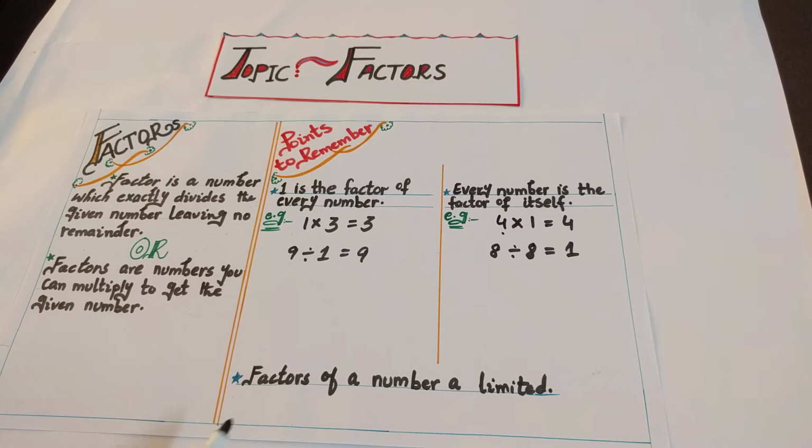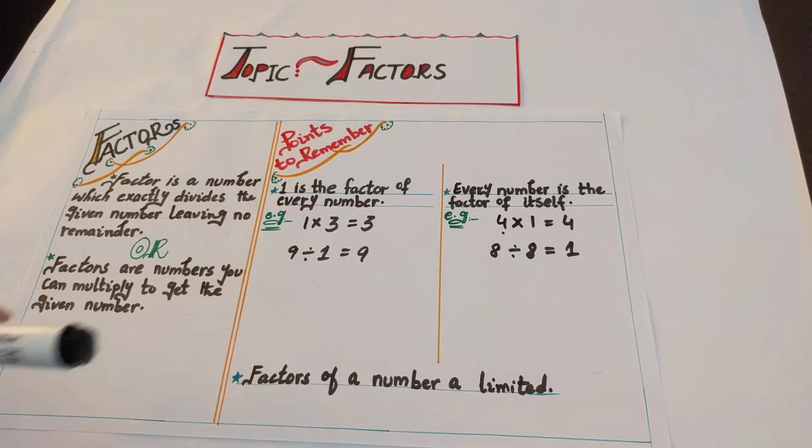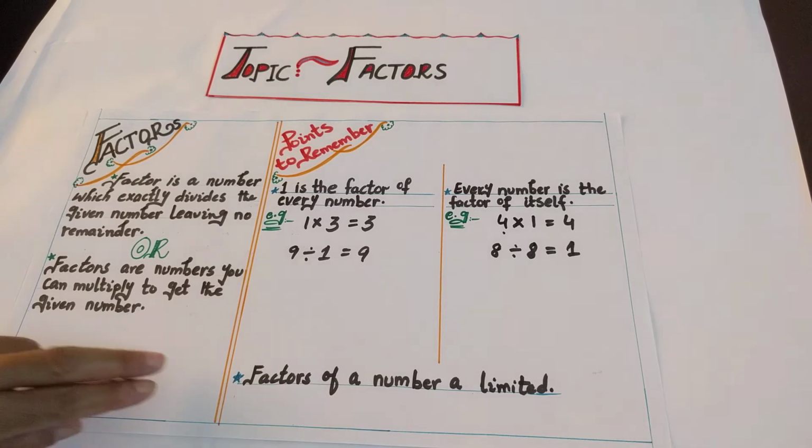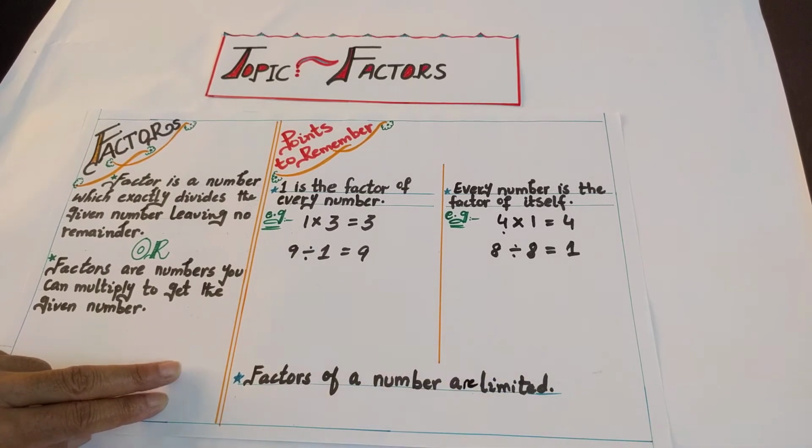Third point is factors of a number are limited. Limited means countable. Factors of a given number are not unlimited, because the factors of a number are fixed. A fixed number of factors are there for each number, because not every number divides the given number exactly without leaving any remainder. That's why factors of a number are limited.